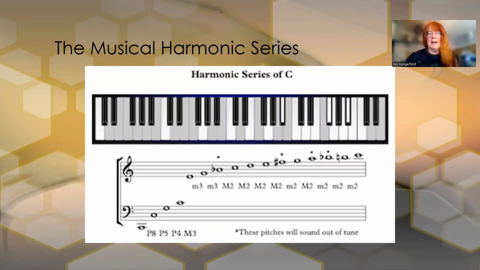And here is an example of the musical harmonic series starting on the note C. Now, what's interesting, people get really confused about this, where the asterisk says these pitches will sound out of tune. Well, that's according to equal temperament, our modern tuning. But in Pythagorean tuning or just intonation, they could be closer to being accurate because they're tuned different.